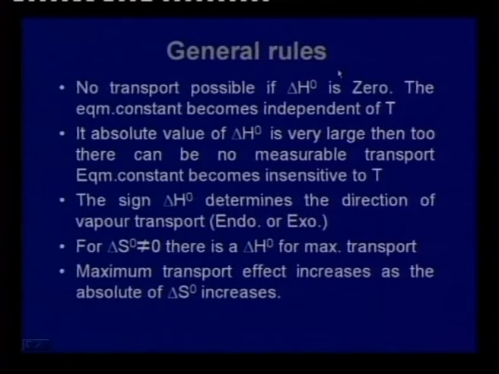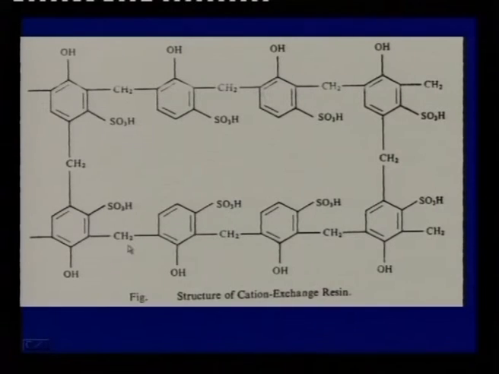point. Then we came to some general conclusions that no transport of this kind is possible if the delta H value is 0, if the absolute value of delta H naught is very large, then too there can be no measurable transport, and it is the delta H naught sign on which the direction of vapor transport depends. Then there is also this element that delta S naught, if it is not equal to 0, is a condition regarding entropy change also. This cannot be done simply.